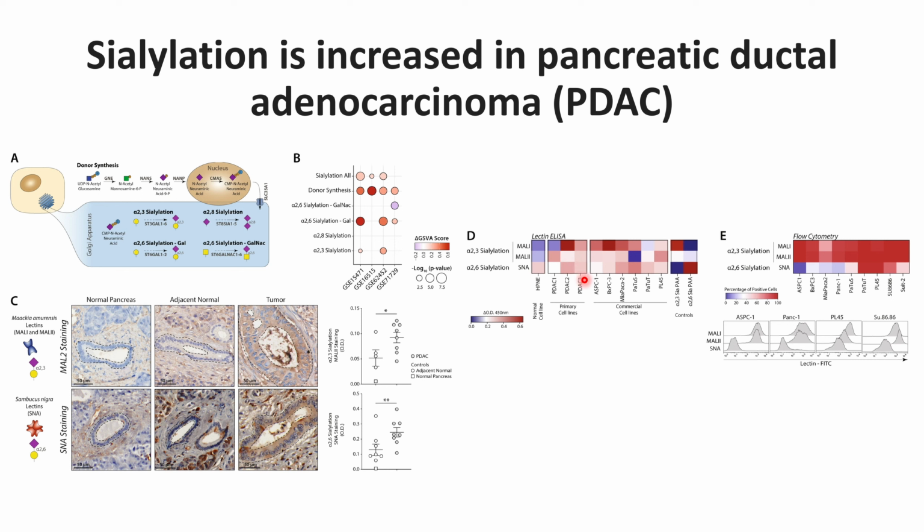Whereas in the primary cell lines and also the commercial cell lines, we can see the presence of both alpha 2,3 and alpha 2,6 sialic acid. The same thing is validated by flow cytometry, where we can see that alpha 2,3 sialic acids are present in both the primary and commercial pancreatic cell lines. So the conclusion of these figures is that pancreatic cancer cells have alpha 2,3 sialylation, whereas normal cell lines do not. The focus of this paper is more on alpha 2,3 sialylation than on alpha 2,6 sialylation.